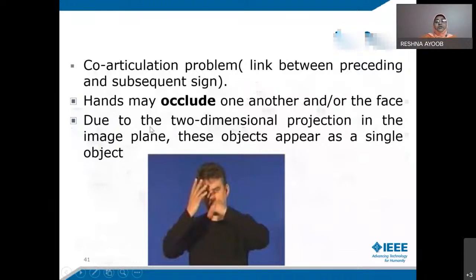And for this occlusion, due to the two-dimensional projection, the face and the hand, everything is shown as a single image. So we have to separate the hand from the face.